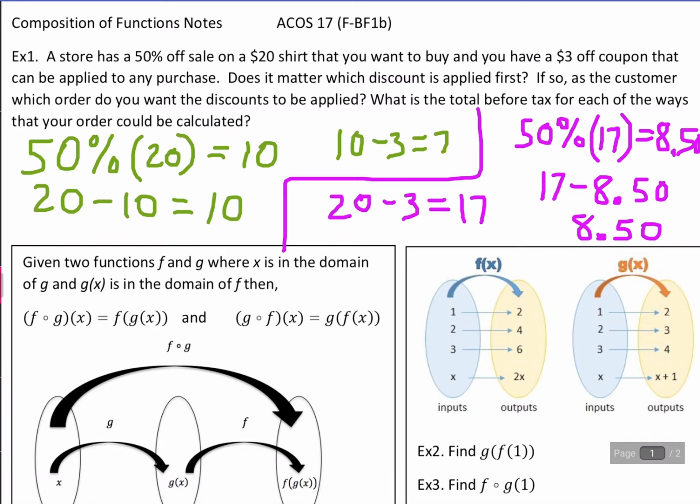So the first way landed us with $7. The other one, the total was $8.50. So it does in fact matter. So these are two different functions that we're putting together, we're composing together.